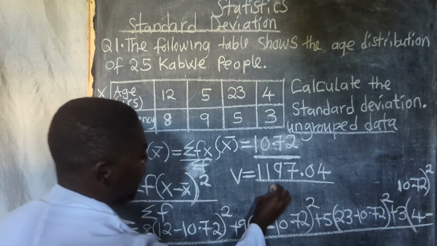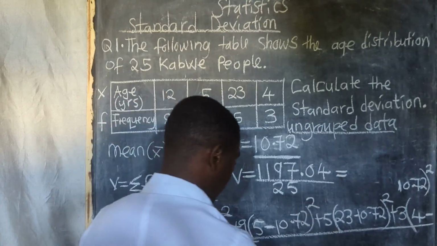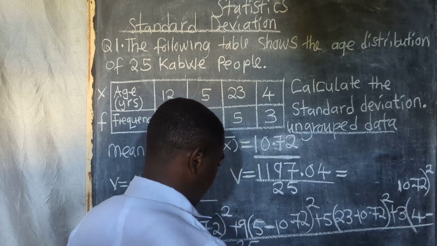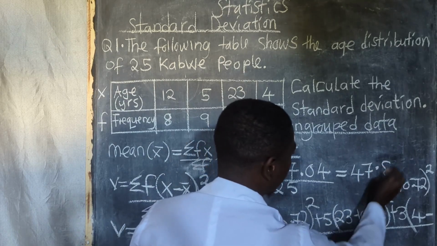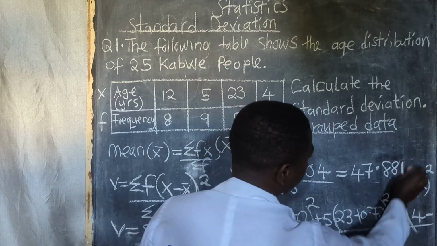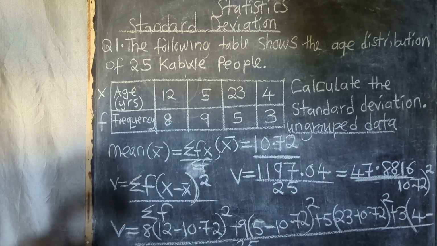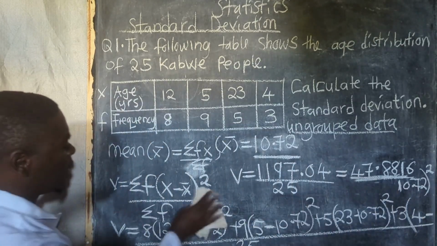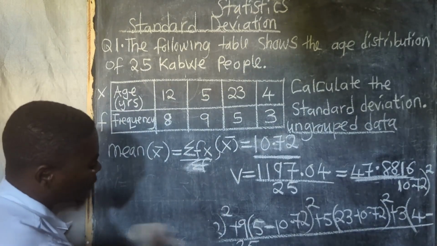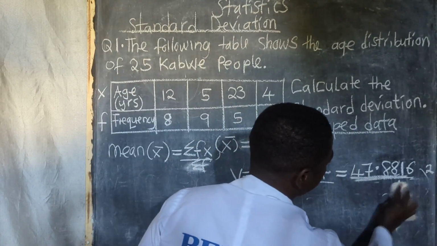Then I divide by 25. It gave me 47.8816. This is my variance. You confirm with me if you are also getting the same answer. So that is the variance. This is how you get to calculate the variance. Same procedures. These things are very simple as long as you understand the methods that I'm using.